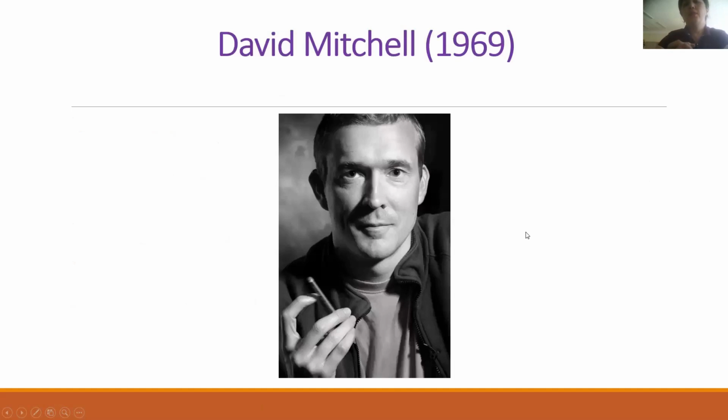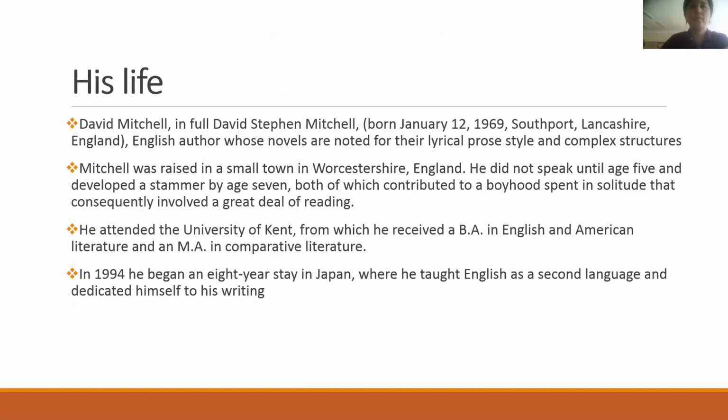Now, the second representative of 21st century writing is David Mitchell. He was born in 1969 in Lancashire, England. He is considered an English author whose novels are noted for their lyrical prose style and complex structures. As a boy, he was raised in a small town in Worcestershire, England. He didn't speak until age 5, and he developed a stammer by age 7, and that's why he was given to a special teacher who developed his speech.